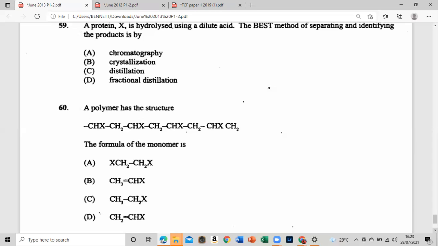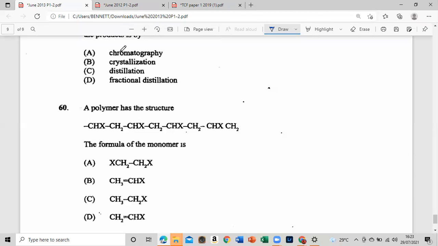Alright, so let's move on to 59. A protein X is hydrolyzed using a dilute acid. The best method of separating and identifying the products is it A, chromatography, B, crystallization, C, distillation, or is it D, fractional distillation? And that is A, chromatography.